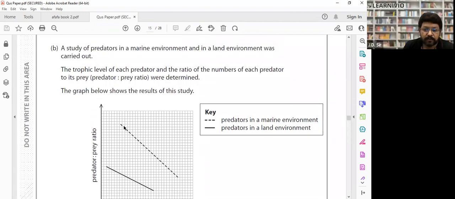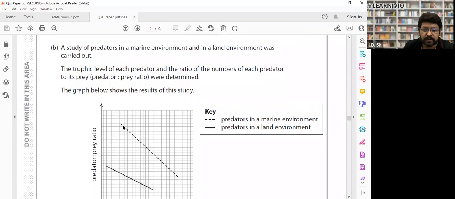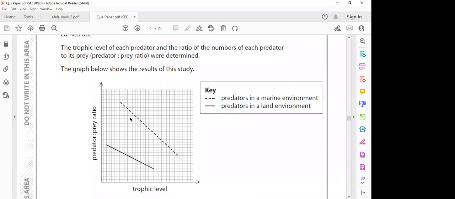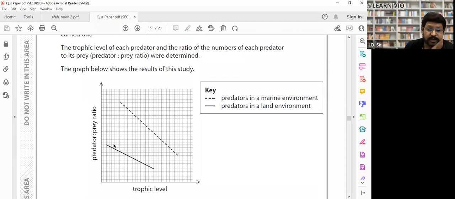We have to write down 3 differences for 3 marks, right? First, the graph inclination. Second, the prey predator ratio is already greater in the marine environment, but in the land environment it's really very less. The ratio is already lesser.